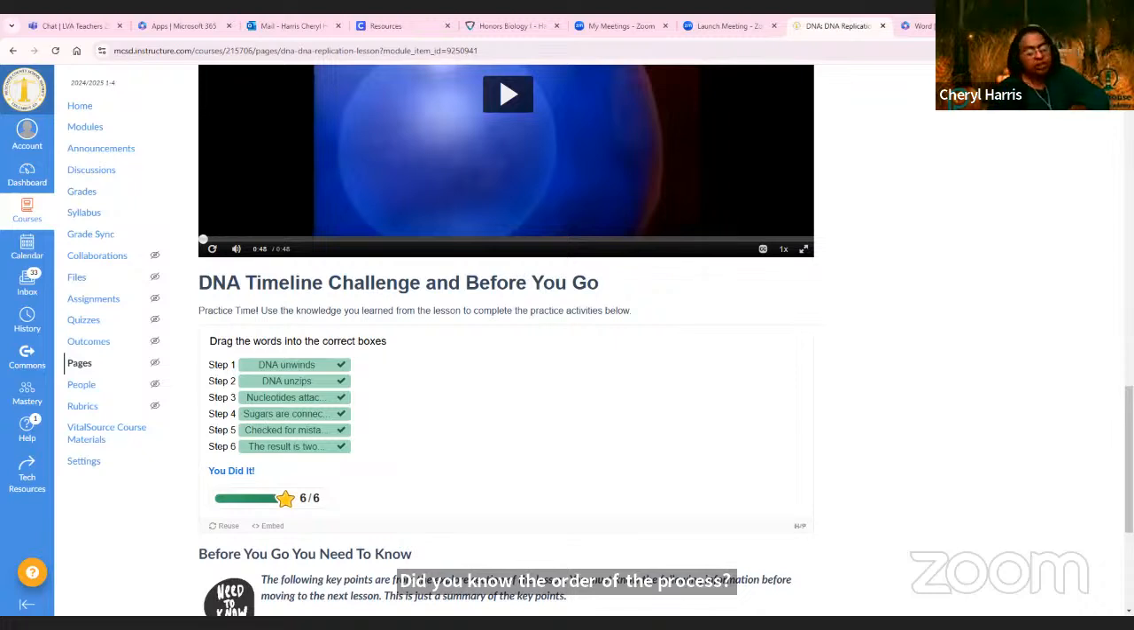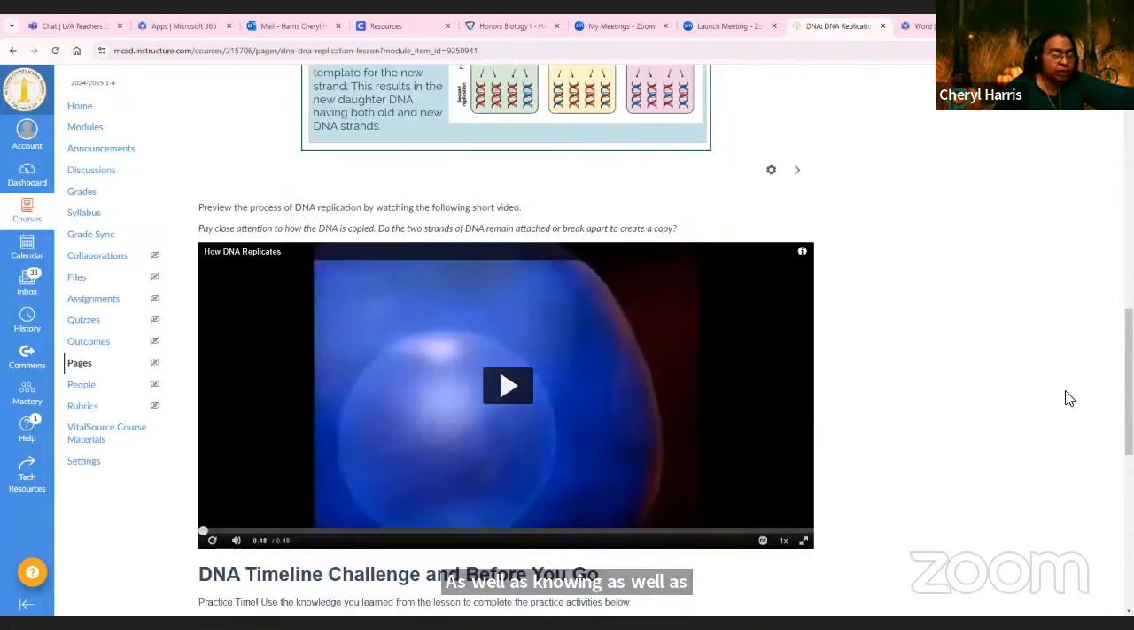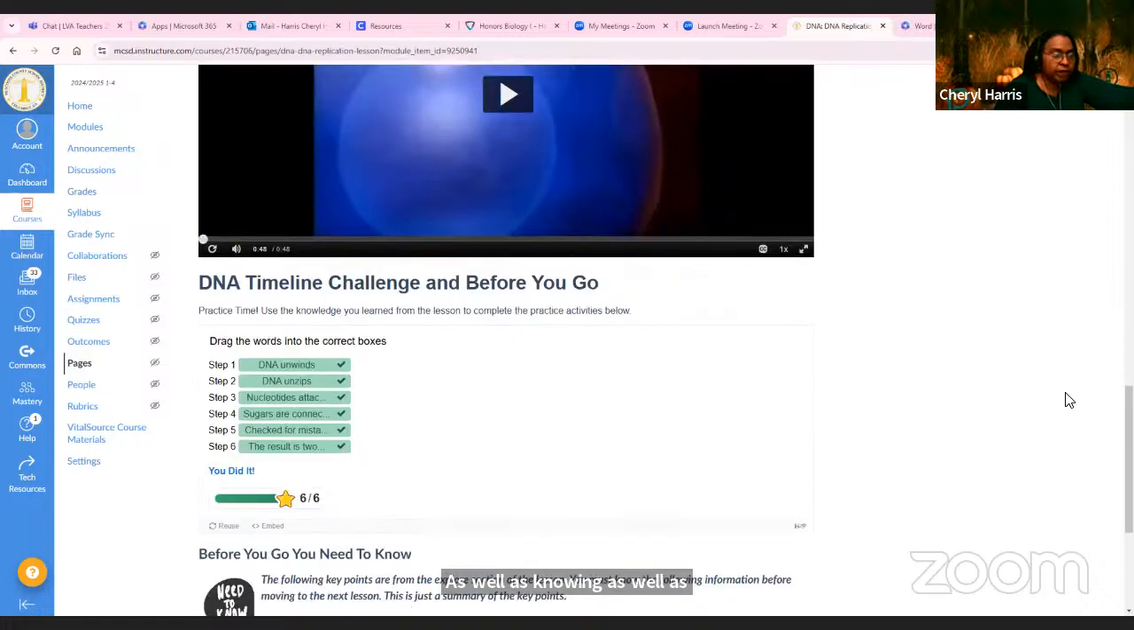All right, so this matching activity and the other matching activity on the other page, they'll be on the quiz, as well as knowing this information in that box. Okay, any questions? Any questions?